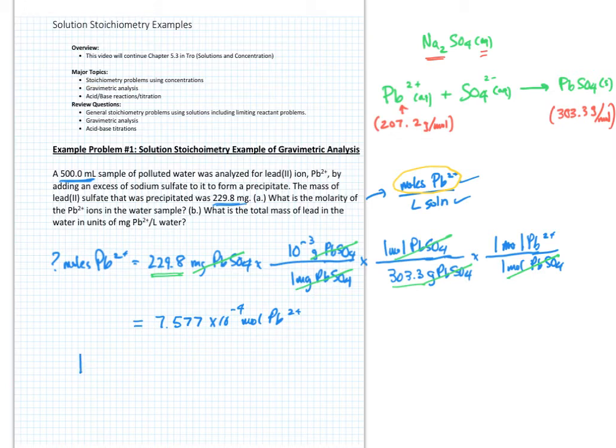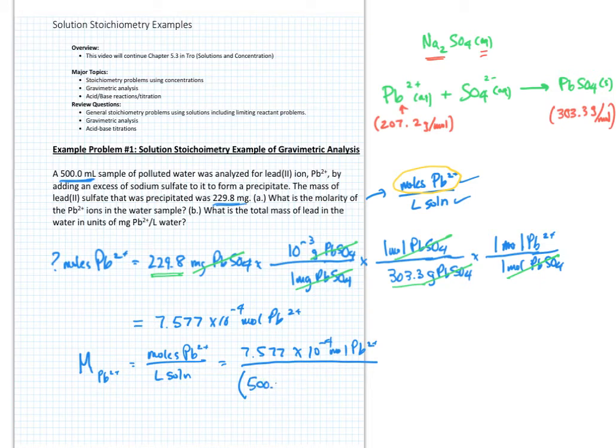So now if we want to find the molarity of this, molarity Pb2+, remember, is equal to moles Pb2+ per liter of solution. So that's going to equal 7.577 times 10 to the minus 4 moles Pb2+, that's what we just found, divided by our starting volume. So that would be 500 milliliters times 1 liter for every 1,000 milliliters. Remember, the units are moles per liter, not moles per milliliter. So milliliters are going to cancel milliliters, and now I will have units of moles per liter.